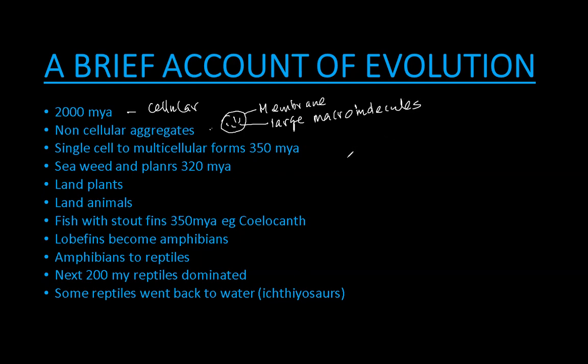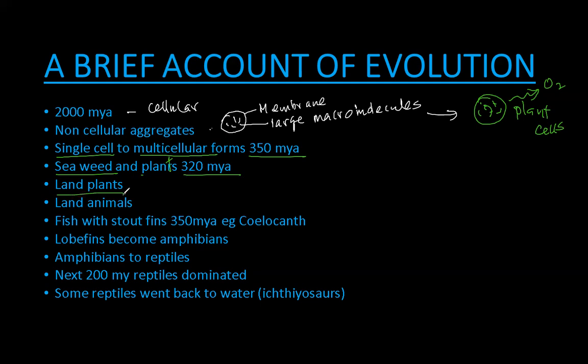After that, some of these cells received a molecule known as chlorophyll. So they became green, and they're similar to plant cells. These aggregates could produce oxygen by a process similar to photosynthesis. And 350 million years ago, single cells started changing to multicellular forms. It continued. 320 million years before, in the water, seaweeds and plants appeared. These plants migrated to land, and even animals which evolved in the water moved to land. For example, fish with strong fins 350 million years ago started walking on land.